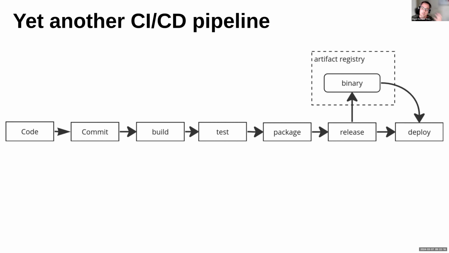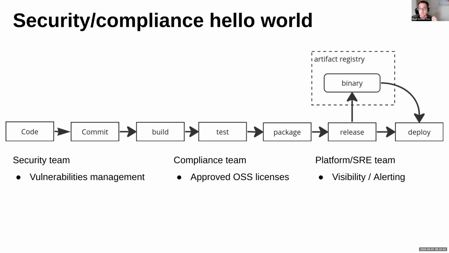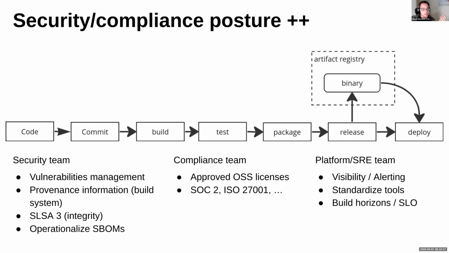By security and compliance, I mean that different stakeholders in your organization might have a say on how you deliver software. For example, the security team might care about having a vulnerabilities management system, or you have the compliance team taking a look at the licenses of your third-party software, your dependencies. And then you can also have a platform team, an SRE team, making sure that you have visibility and some health on those systems.